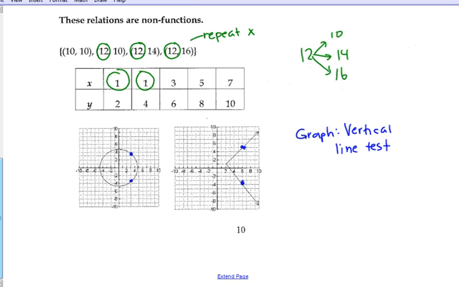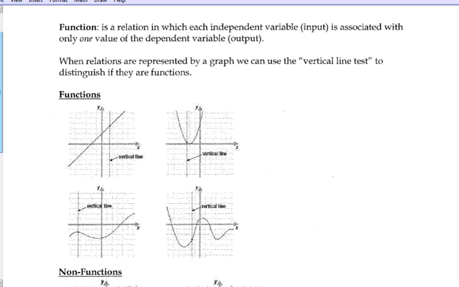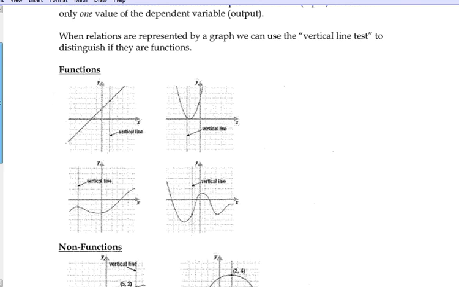Well, it's actually on the next page. If you look over in the next page, a function is a relation in which each independent variable is associated with only one dependent variable. When relations are represented by a graph, we use a vertical line test to distinguish that they are functions. The vertical line test is when we can draw a vertical line at any point on the graph and it should only ever cross once.